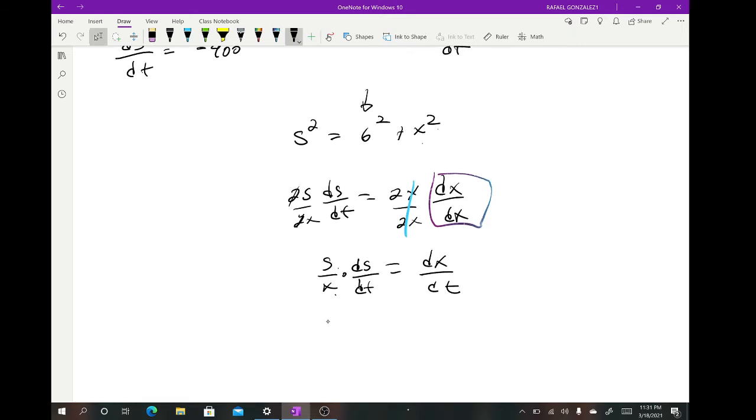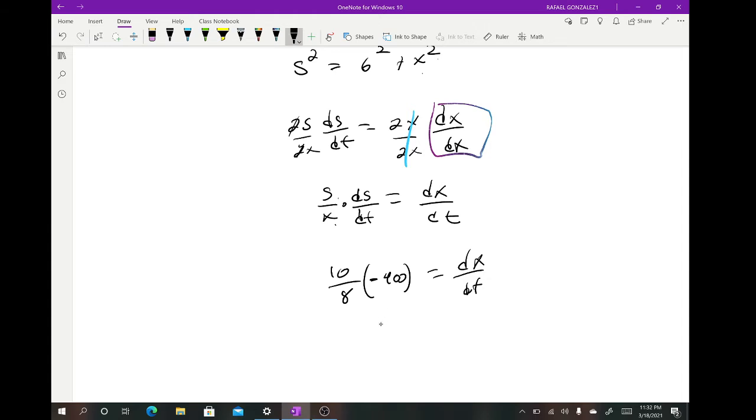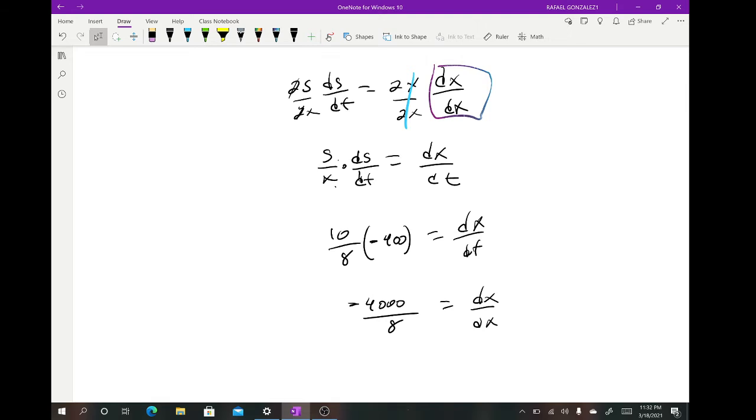Okay, so what do we have here? s was equal to 10, x was equal to 8, and ds/dt was equal to negative 400. And that was equal to dx/dt. You could choose to multiply the 10 times the 400. If you do that, that will be negative 4,000 divided by 8 equals dx/dt. And then 4,000 divided by 8 is 500, so this is going to be equal to negative 500 dx/dt.